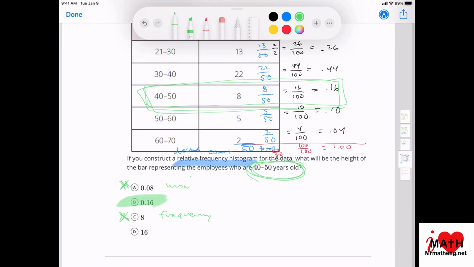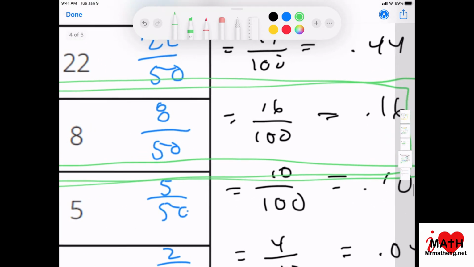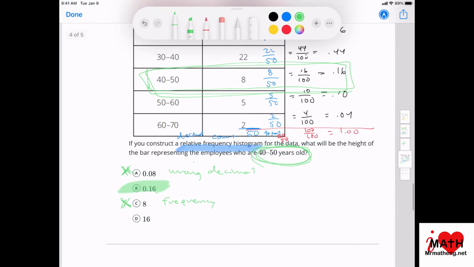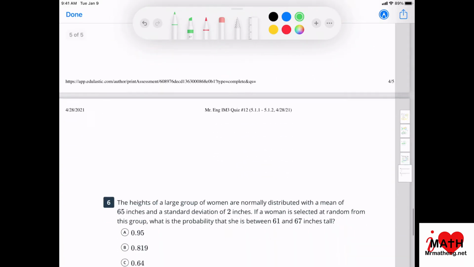I would say wrong decimal. And D is wrong because although they doubled it, 16 out of 100, they forgot to divide it by 100. Needs to divide by 100. So that's wrong. Okay, let's move on to the next one.